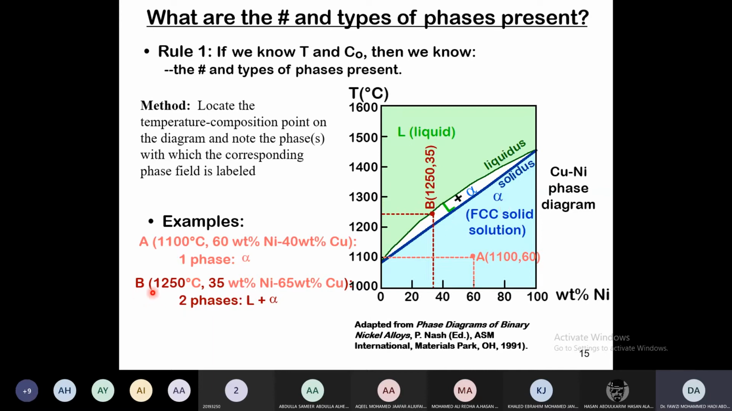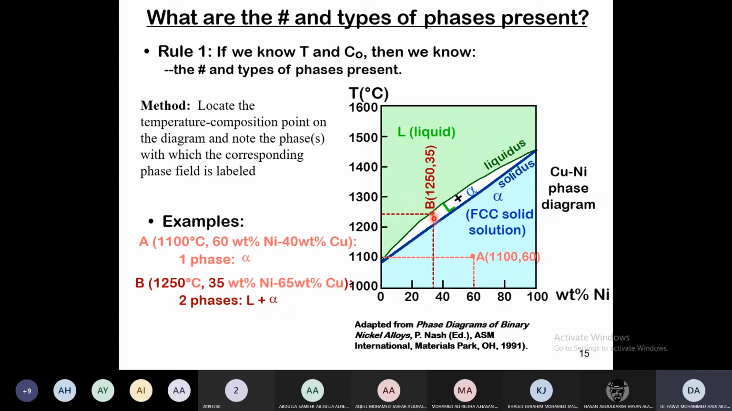Another example will be at point B. If we were at a temperature of 1250 degrees centigrade and at 35% by weight nickel, so we will go 1200, 1250, 1300. So in the middle between these two is 1250, and we are at 35. That is 20 and that's 40, so in the middle is 30, so that is 35, between 30 and 40. So the point actually falls in this area.